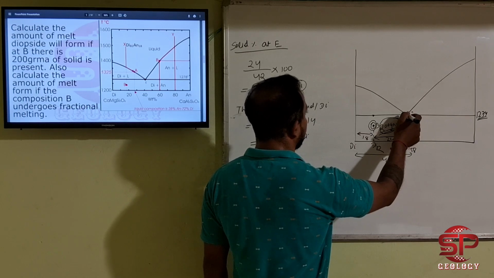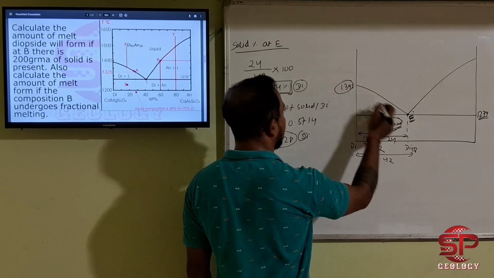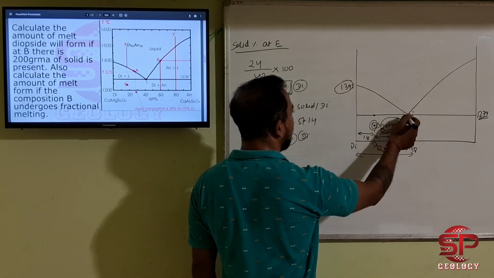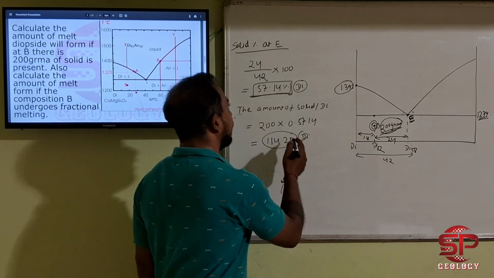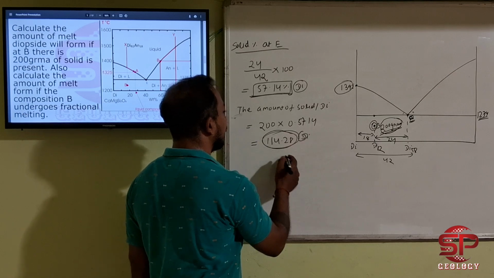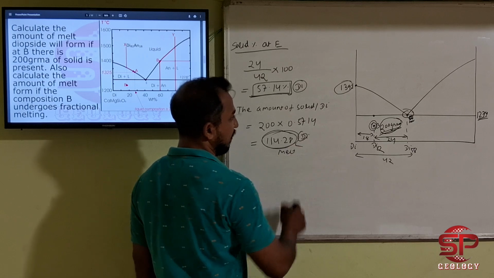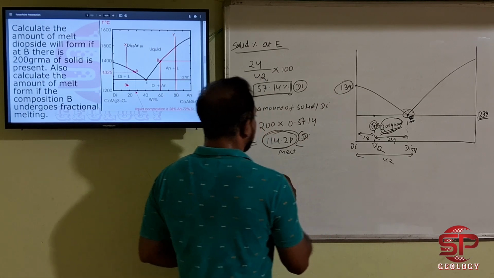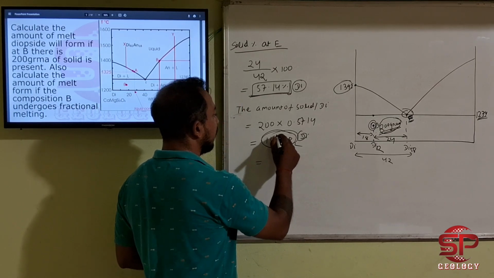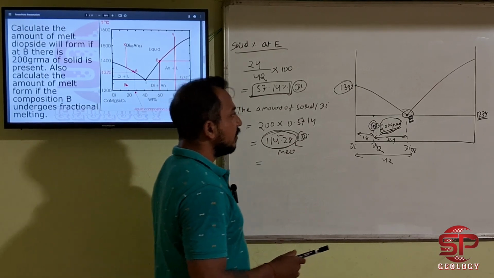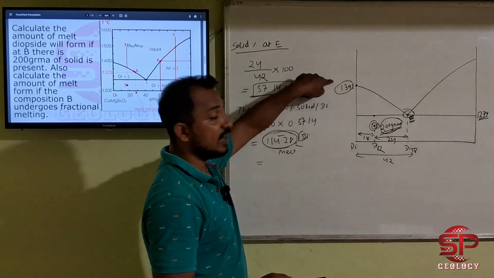So this much of solid during fractional melting will melt at 1392 degree. After the eutectic temperature, it will melt at 1392 degree. So the complete melting will happen here, and after melting you will get this much of melt, because at the eutectic point we have this much of solid left. So the amount of melt after fractional melting will be 114.28 gram, because after the eutectic point there will be no melting until 1392 is reached.